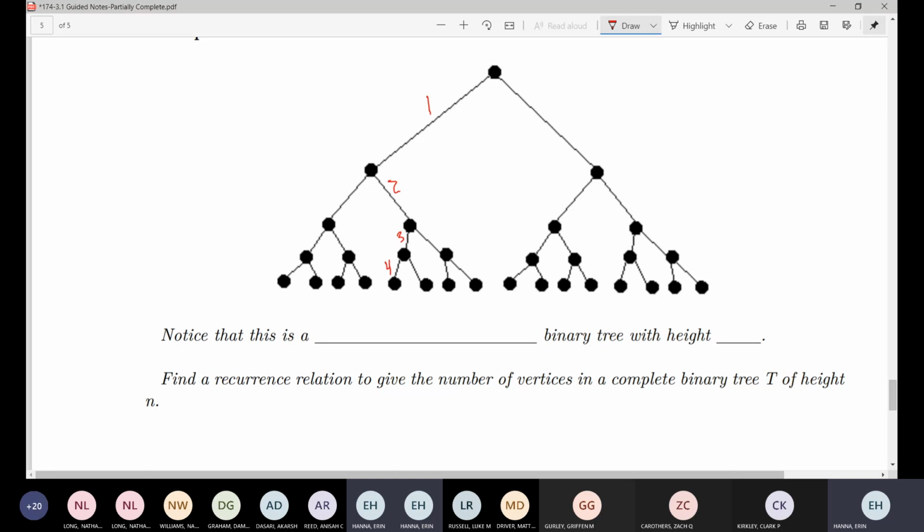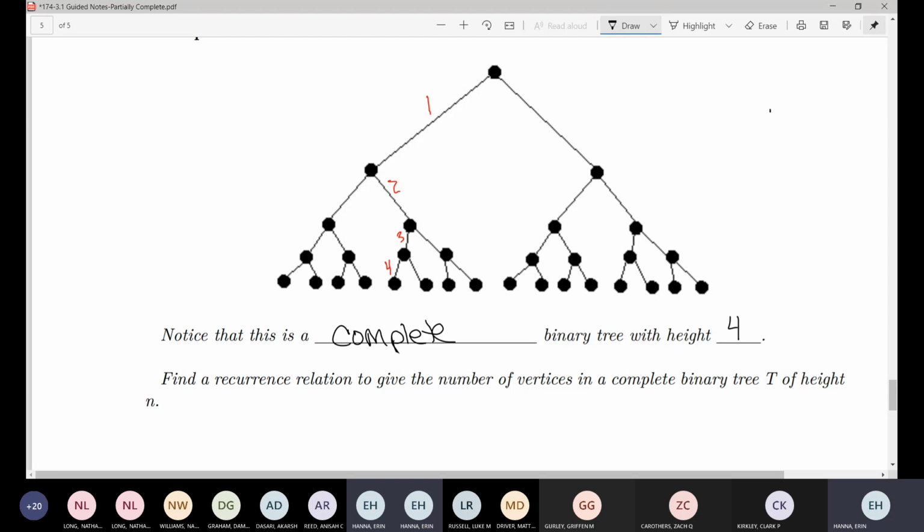In any case, I chose an arbitrary path, but any leaf you decide to go to, you'd have to pass through 4 edges. So note that this is a complete binary tree with height 4. Because again, absolutely any path between the root and a leaf, you'd have to pass through 4 edges.